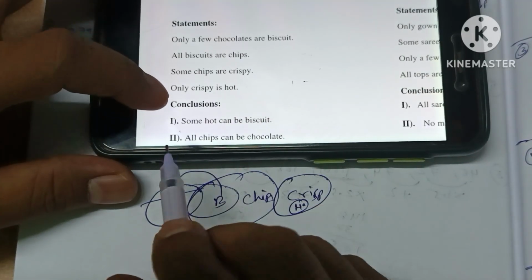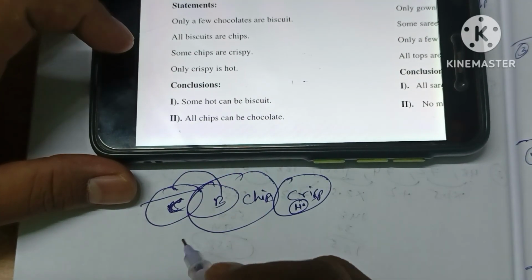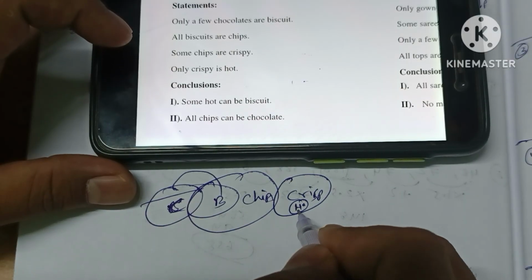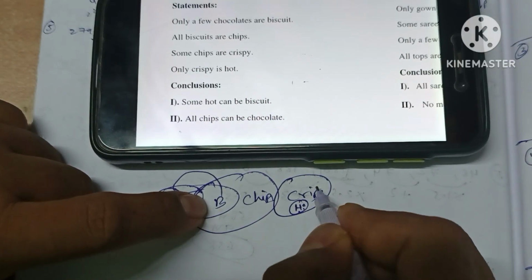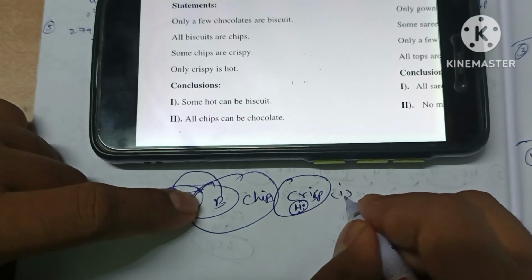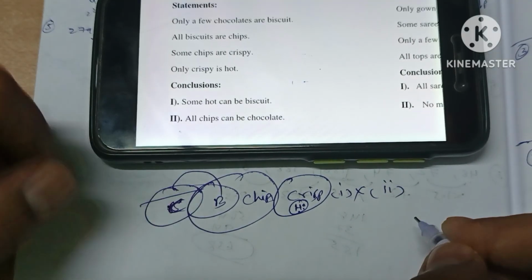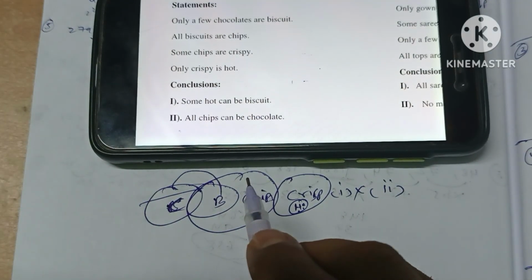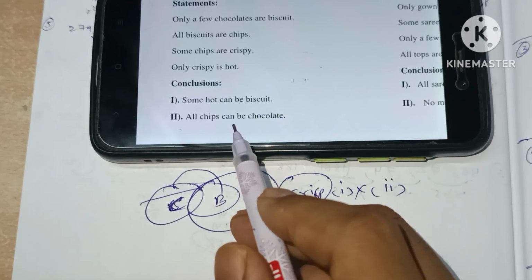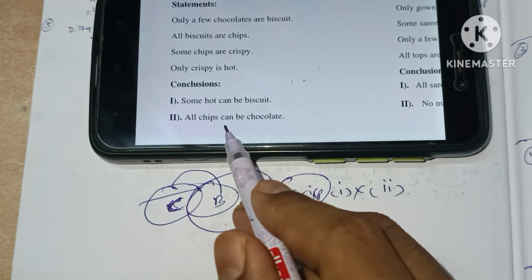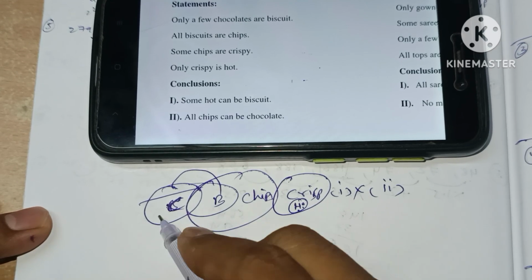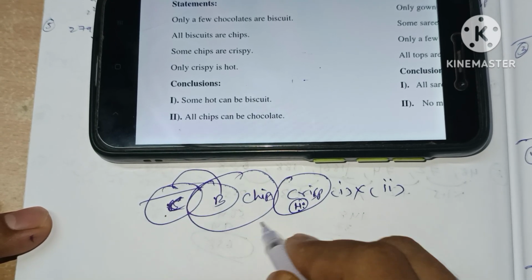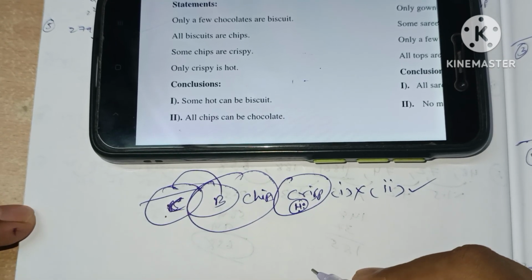So let's see conclusions. Some hot can be biscuit. This is hot and this is biscuit. Hot doesn't share with anything except crispy. So first conclusion will be false. Second conclusion. All chips can be chocolate. All chips can be placed inside chocolate. It is possible. So second conclusion will be true.